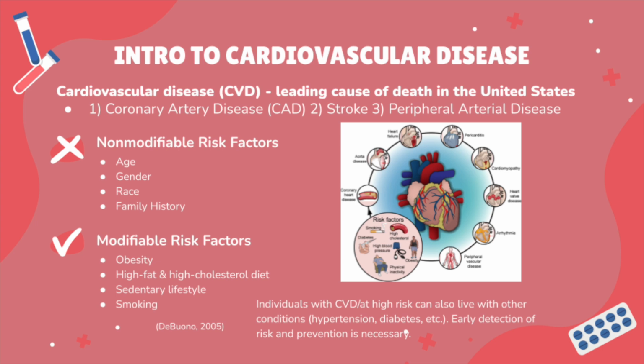160,000 of these individuals are between the ages of 35 to 64, showing how widespread CVD is in the population. There are three distinct types of CVD: coronary artery disease, stroke, and peripheral arterial disease. Non-modifiable risk factors are aspects that cannot be changed or controlled. These include age, gender, race, and family history. On the other hand, modifiable risk factors are health aspects that can be changed or controlled, including obesity, high fat and high cholesterol diet, sedentary lifestyle, and smoking.